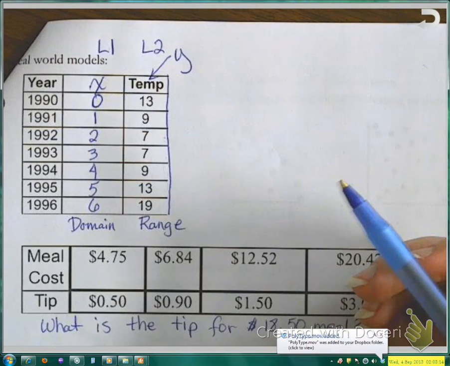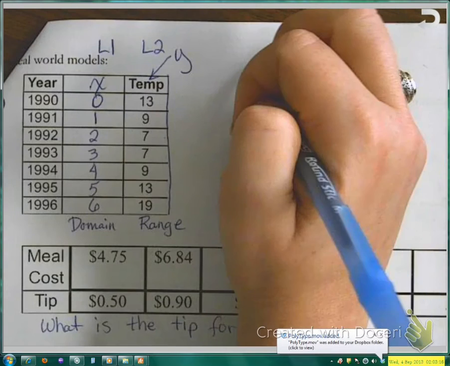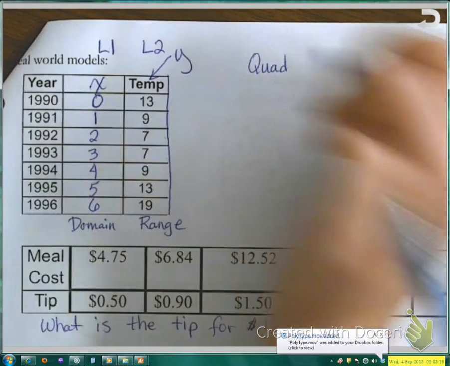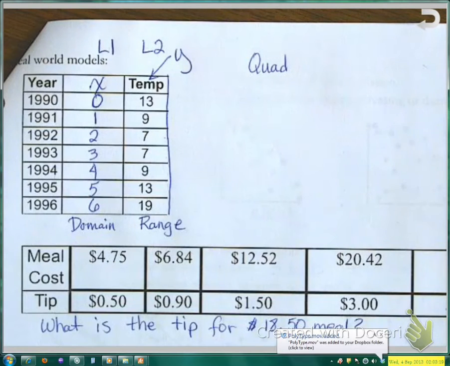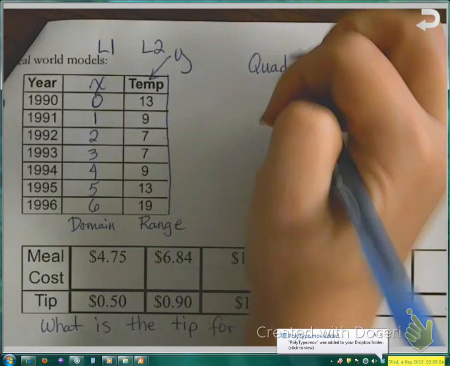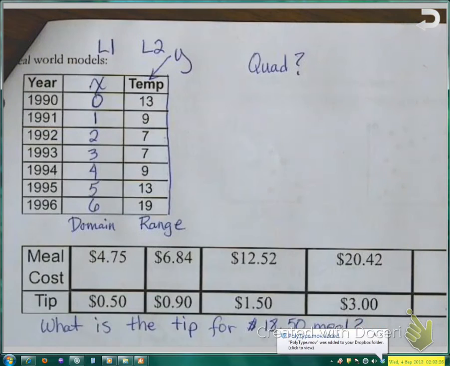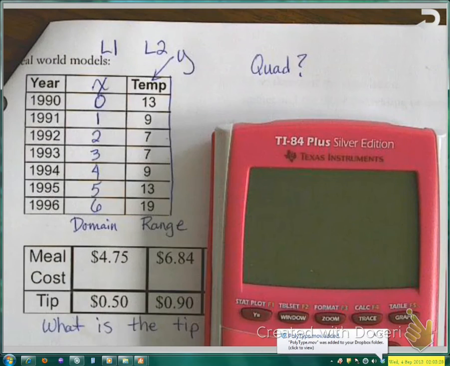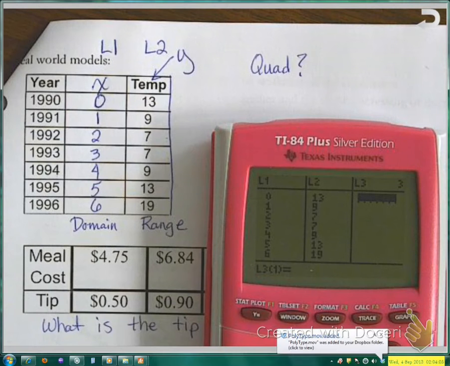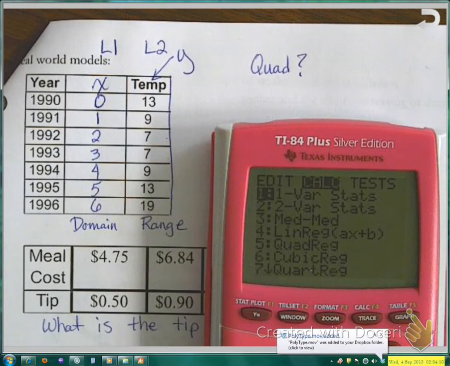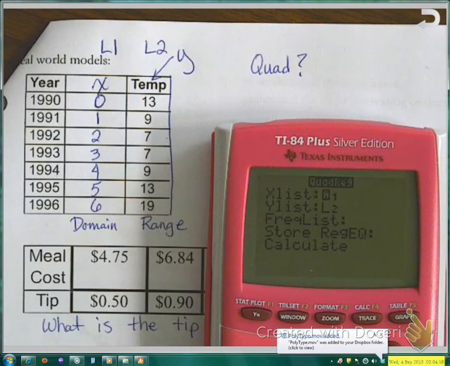Well, that's easy. My first guess would be a quadratic, right? We can do finite differences. We can also look at the R value. But that's my first guess. So we're going to plug that into the calculator. Okay, so here's my data plugged into the calculator. Now I'm going to go into my stat and I'm actually going to calculate. We said it was a quadratic. So we're going to go down to our quadratic.